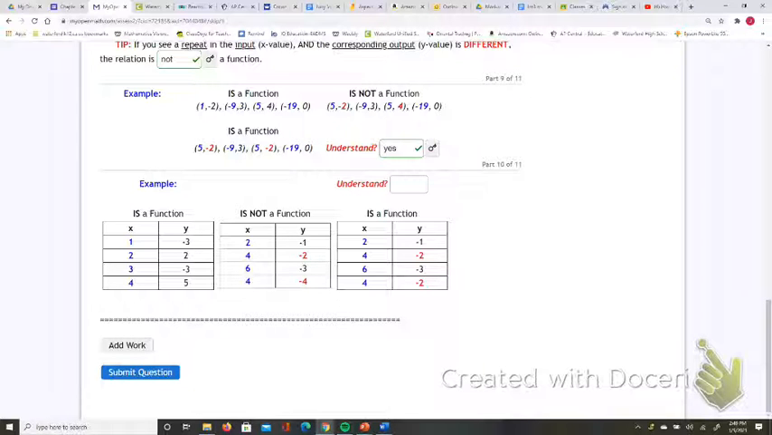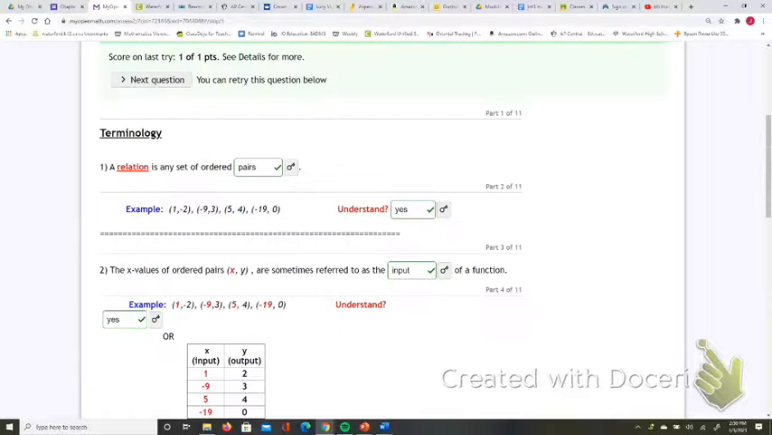Okay, notice that 4 is listed twice in the x's. But if you look at our y values, the outputs are the same. So all we did was just write the same point twice. That's fine. That's still a function. So remember, same x has to have same y. Same x has to have same y. So yes, I understand. And then submit the question.